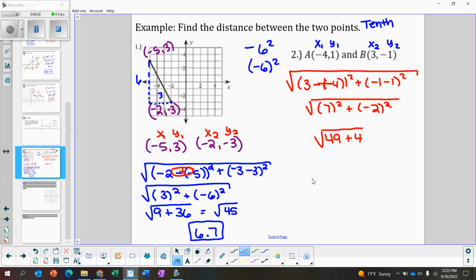All right, and here's a tip. We will never, ever, ever have a negative under here. So if something happened and you squared your number and you ended up with minus something, go back and look at that, because it should always be plus. So that's the square root of 53. And if I take the square root of 53, I get 7.3. So that would be the distance between A and B. We could actually write it as AB equals 7.3.